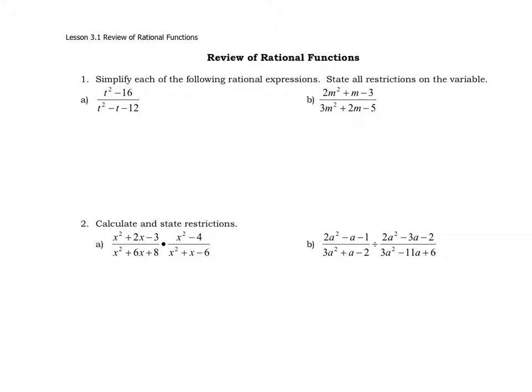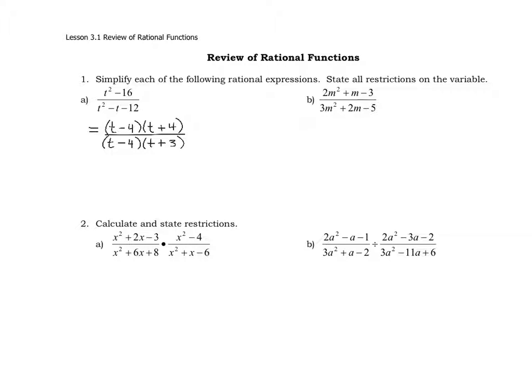Let's review some of the rational functions that we studied back in 11U. So first, for this expression, we want to simplify and state all of the restrictions. So remember, to simplify means that we need to factor, and then we can cancel any common terms in both the numerator and denominator. So we're going to factor the difference of squares in the numerator, and then we have t minus 4, t plus 3 in the denominator.